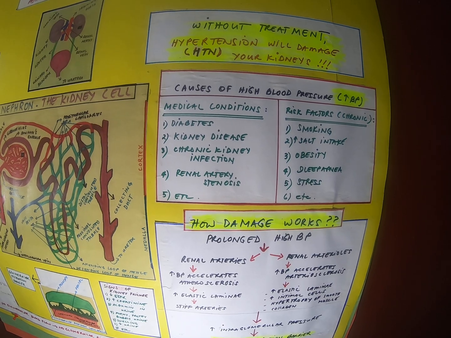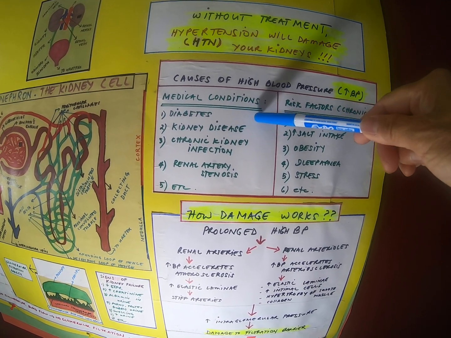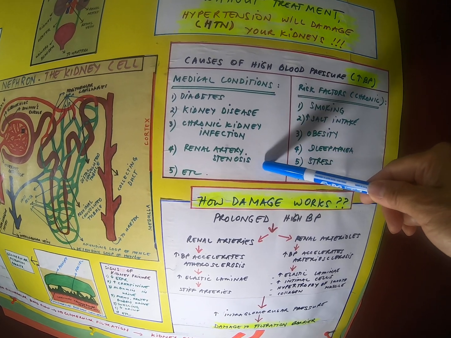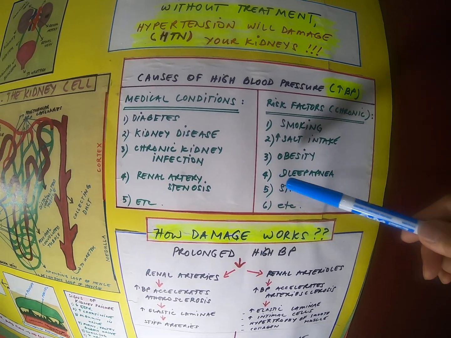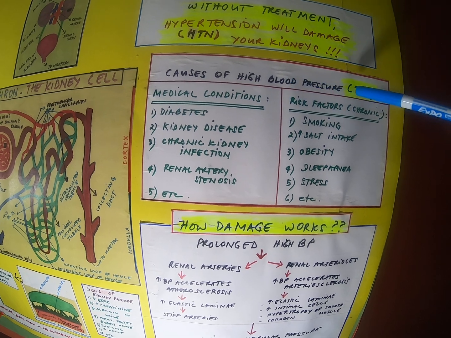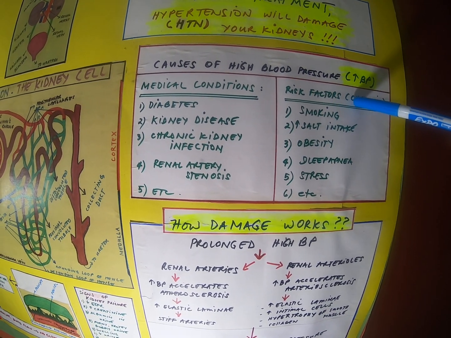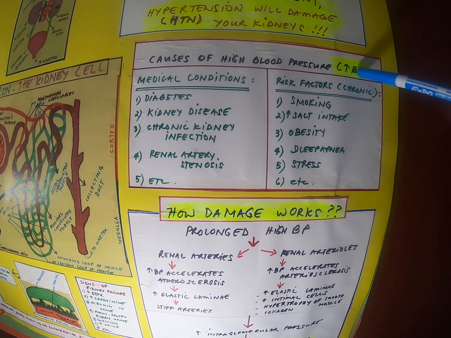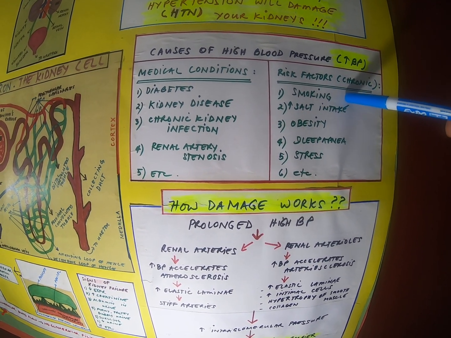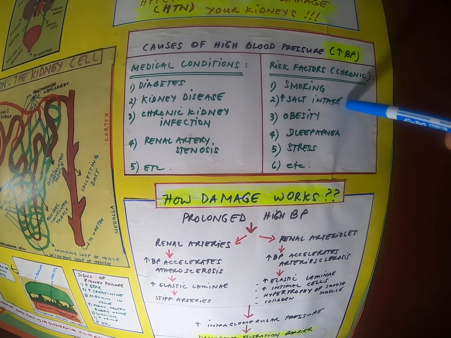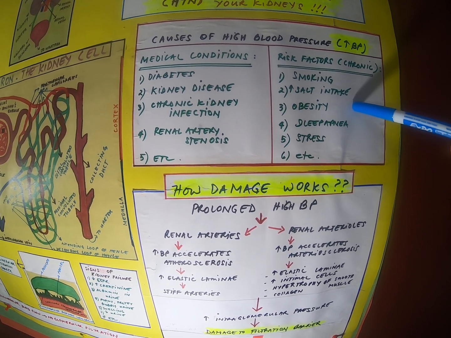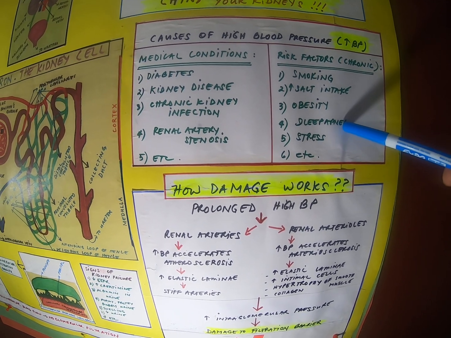For high blood pressure, there are medical conditions and risk factors that increase the blood pressure. For medical conditions, we have diabetes, kidney diseases, genetics, and so on, chronic kidney infection, renal artery stenosis. This will increase the blood pressure, but there are risk factors, things done by people for a long time, that increase their blood pressure: smoking, salt intake, where their diet is rich in salt, obesity, sleep apnea, and stress.